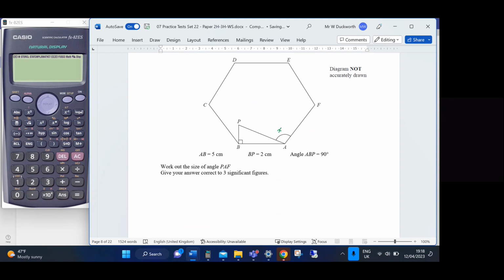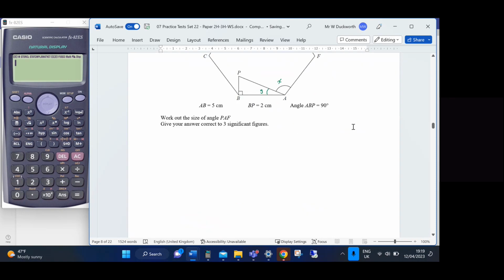Okay, so it doesn't ask us to justify it at any point, which is fine. So I'm going to work out the size of that angle first of all. And then I'm going to use the interior angles of a hexagon afterwards to find out the value for X. So I'm going to start off by finding out the value for Y. Here it says AB is 5 centimeters, and it says that BP is 2.